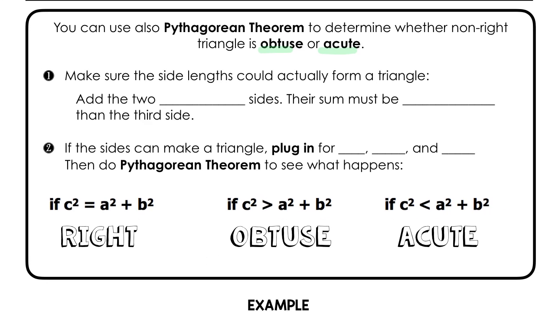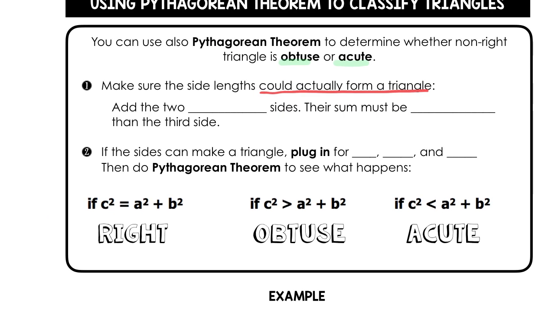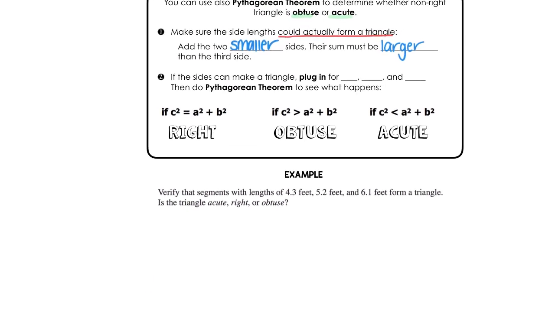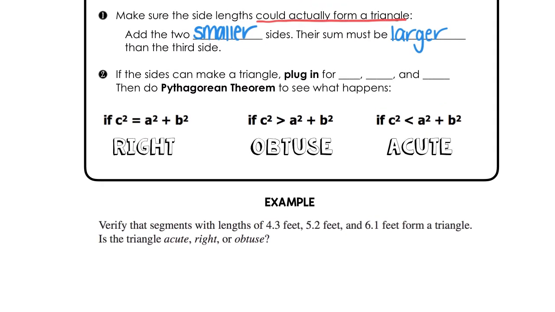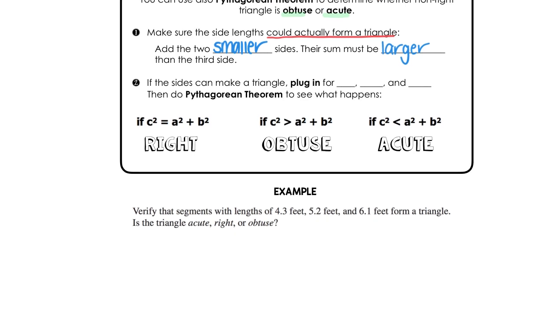So first, you want to make sure that the side lengths could actually even make a triangle. We haven't talked about that before, but in order for side lengths to make a triangle, what you would do is add the two smaller sides, and you want to make sure that their sum is bigger than the third side. So for example, before we talk about step 2 right here, let's just do that for this first example.